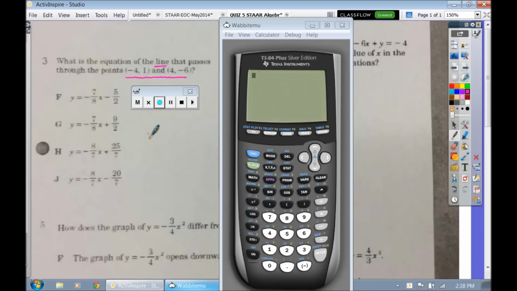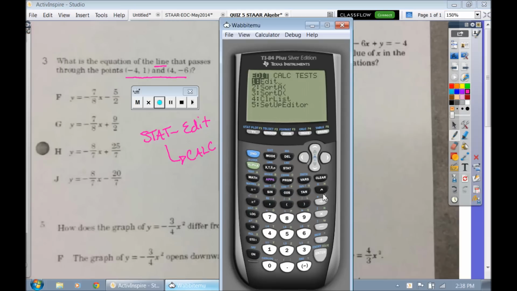Question 3, what is the equation of the line that passes through the points? They gave us 2 points. You could either stat edit, put those points in there, and then go stat calc. That's a quick way to generate the line given 2 points. So we're going to put these points in stat edit. L1 is going to be your x values, and L2 is where we're going to input our y values. After we do stat edit, we're going to go stat calc.